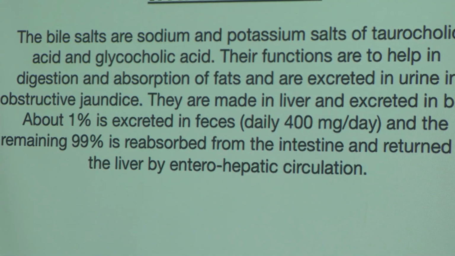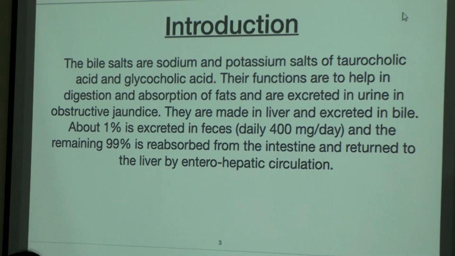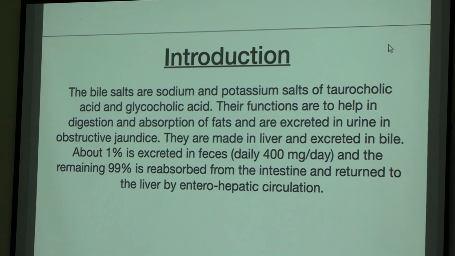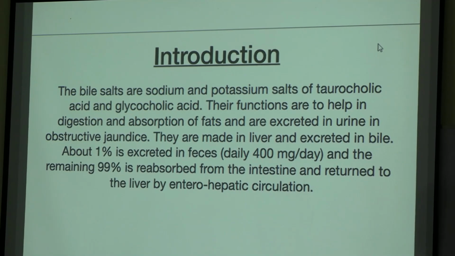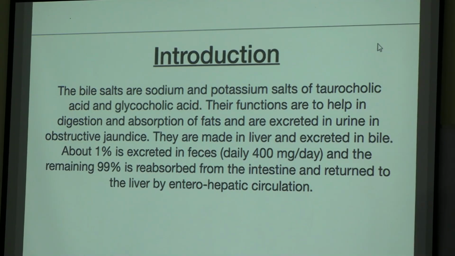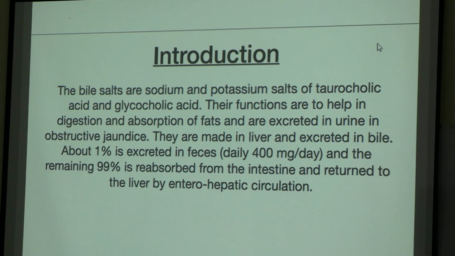Now, introduction. The bile salts are the sodium and the potassium salts of the taurocholic acid and the glycocholic acid. What does that mean? There are two acids present in our body, the taurocholic acid and the glycocholic acid. The sodium and potassium salts means these can be sodium taurocholate and sodium glycocholate, and in the same way, potassium taurocholate and potassium glycocholate. Basically, sodium and potassium bind with these acids and form that conjugate, which is the bile salt. The commonest bile salts are sodium taurocholate and sodium glycocholate.